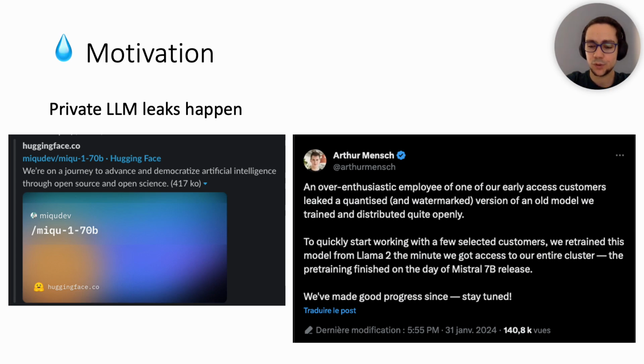We motivate our approach by the fact that private LLMs can be leaked. And this happened in the wild. For example, this model on the left was mysteriously uploaded on Hugging Face. And in January, this model was recognized by Mistral to be one of their restrictedly distributed LLMs.